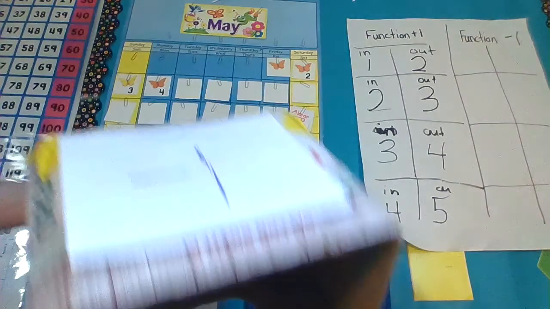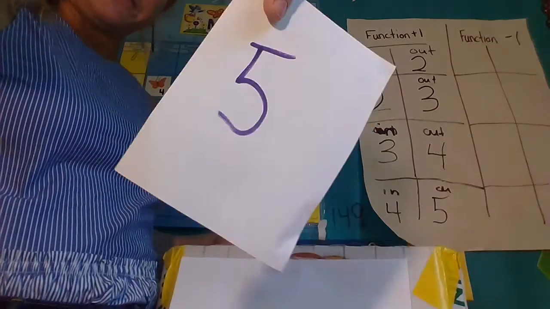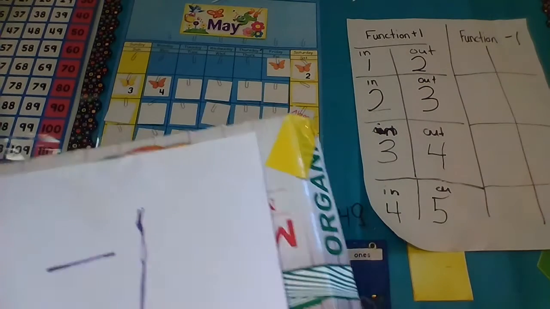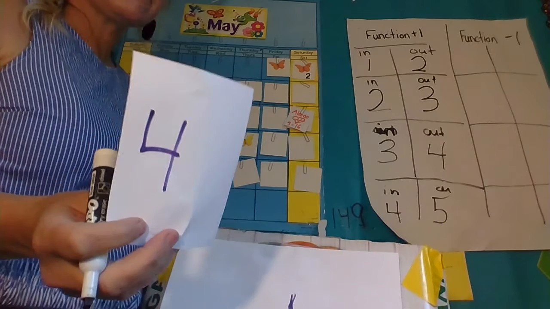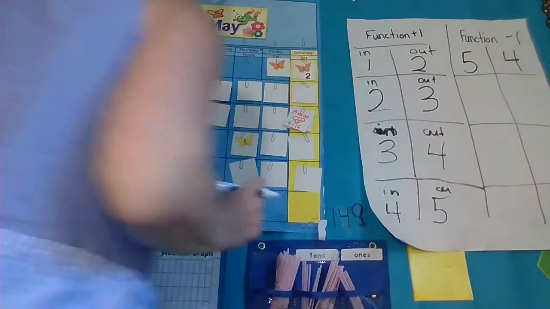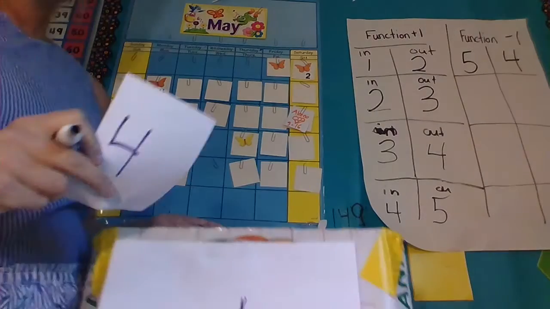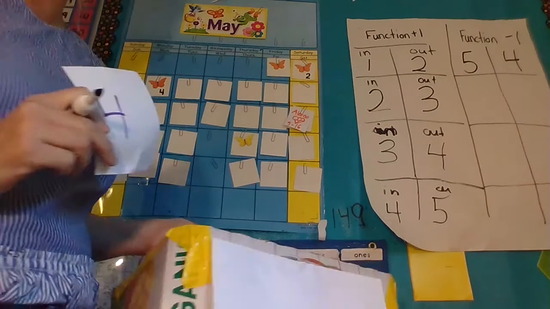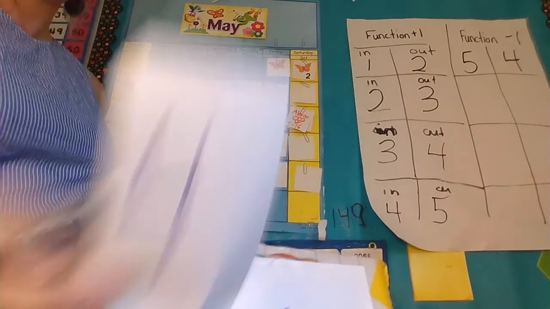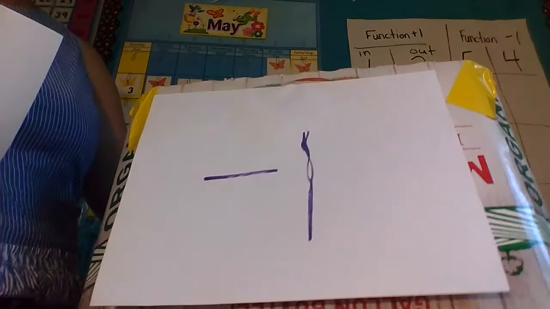So, for example, if I put the number 5 in the function machine, what number am I going to get out? 5 minus 1 equals 4. So I put 5 in, 4 came out. 6 didn't come out. Why didn't 6 come out? Because my function is no longer plus 1. It is minus 1.